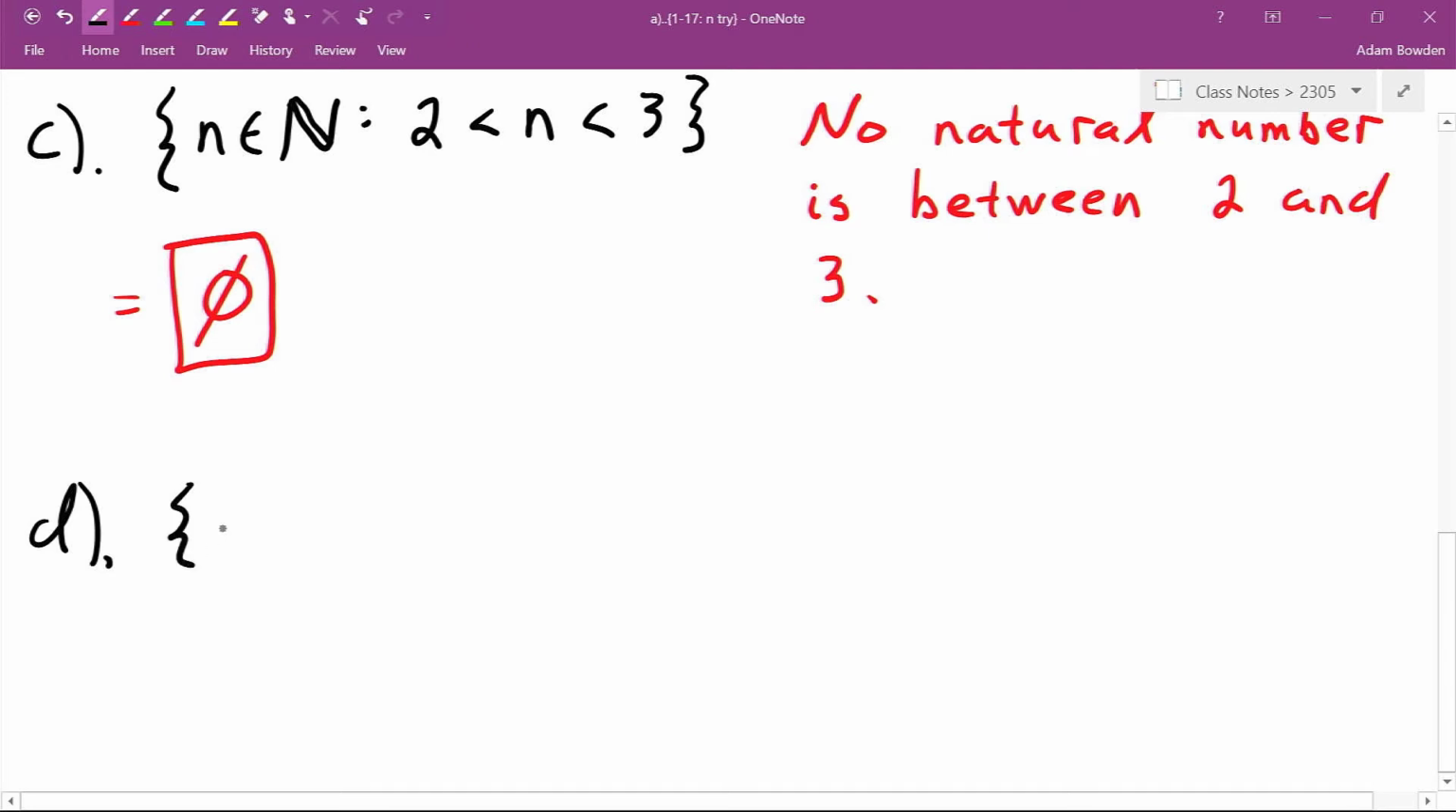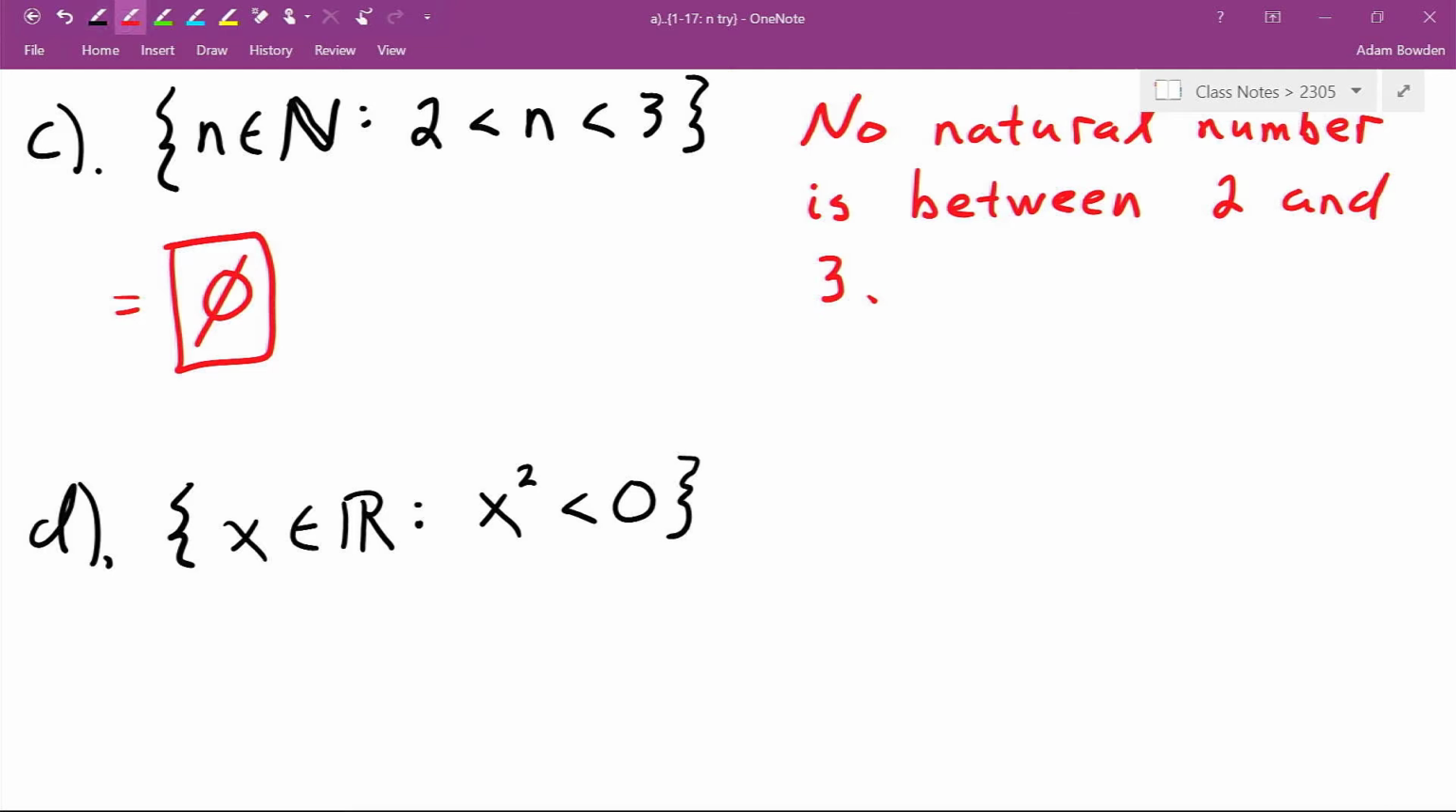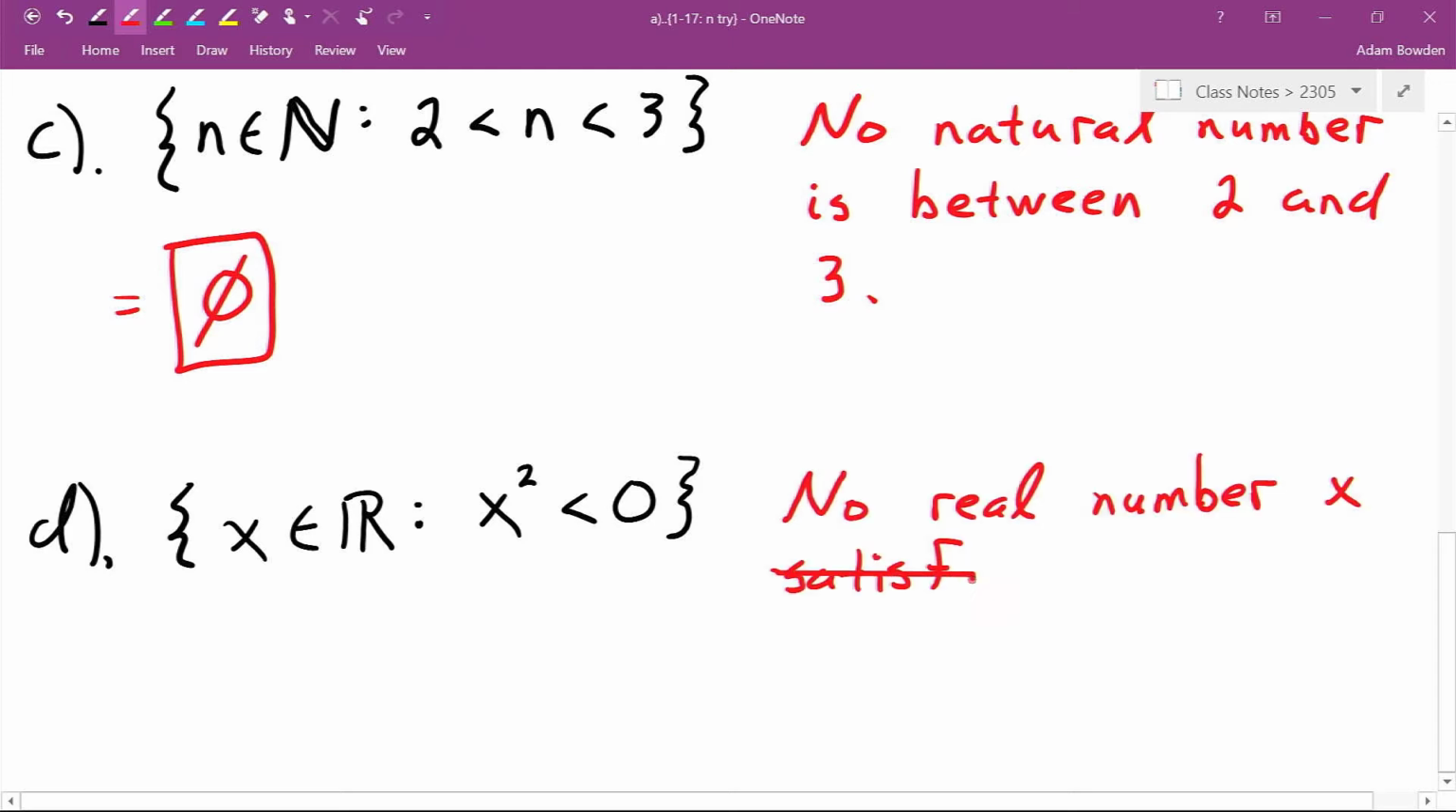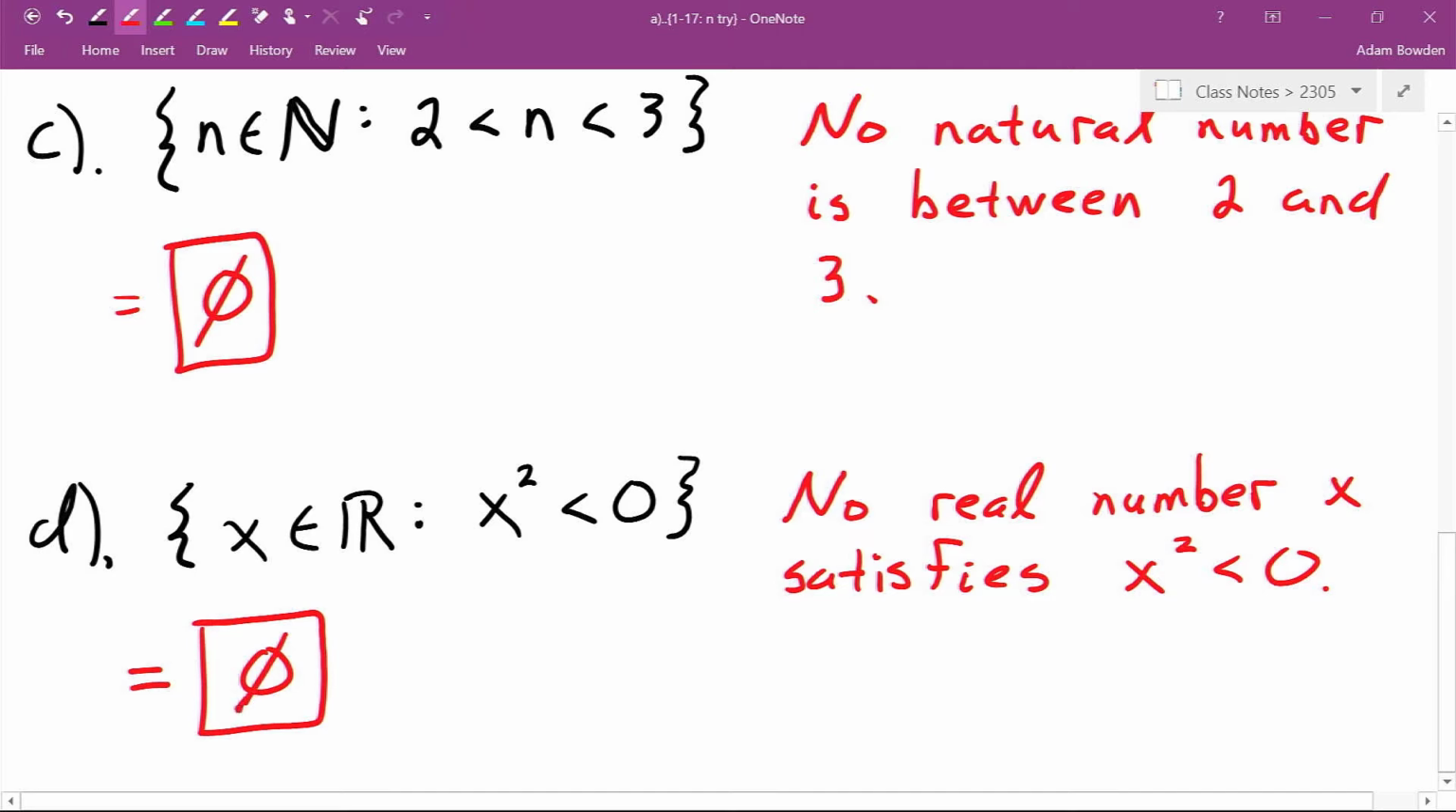Another example here: all elements x contained within the real number set such that x squared is less than 0. Similarly, there are no numbers in the real number set where the squared number is less than 0. Or in other words, no real number x satisfies x squared is less than 0. So this is another example of a set defined, which is the empty set.